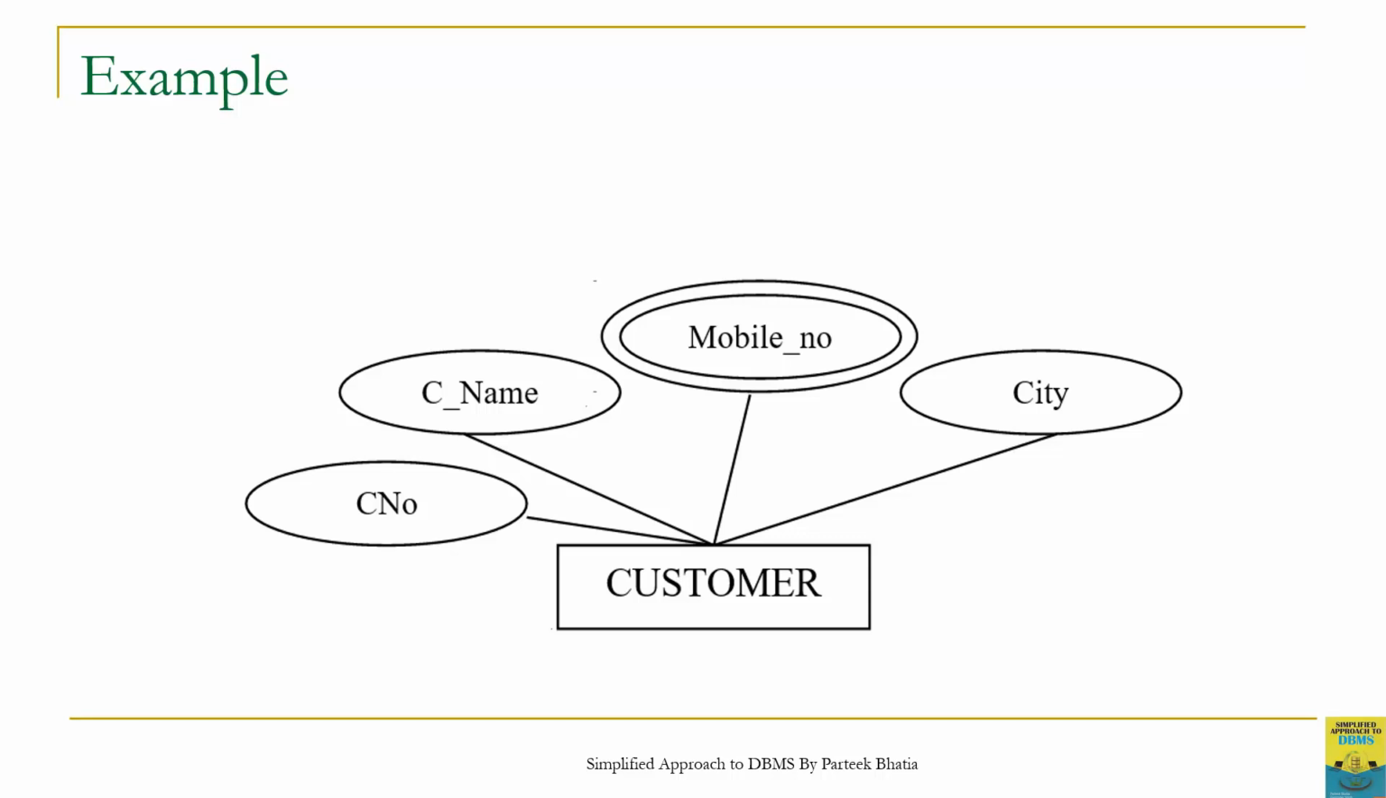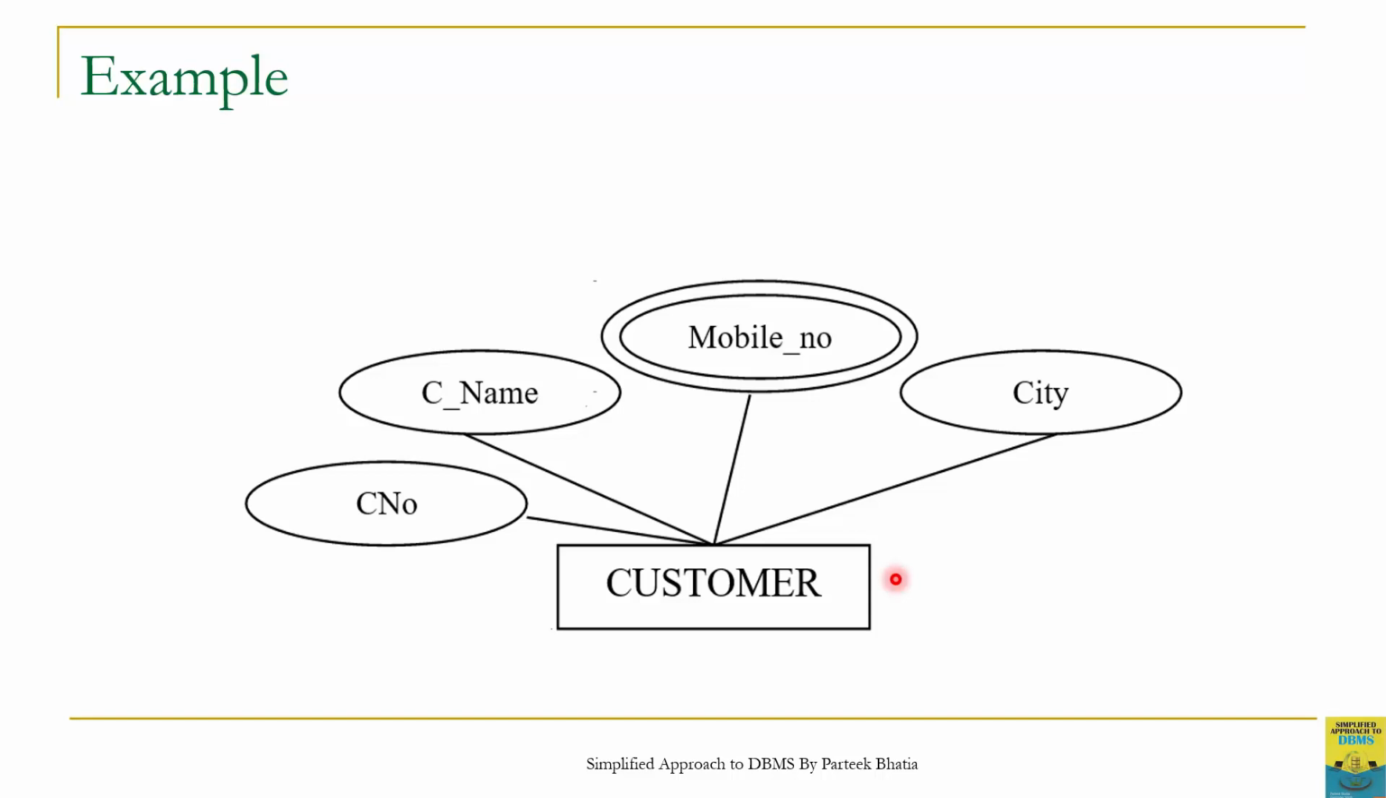As shown in this figure, here we have a customer entity set with columns C number, C name, mobile number and city. C number, C name and city are simple attributes, while mobile number is a multi-value attribute. This multi-value attribute has a symbol of double oval sign. In this session, we will discuss how to convert this entity set to a table. In simple words, we will discuss how to handle multi-value attributes in an entity set.